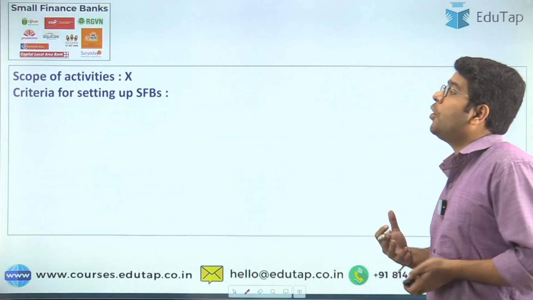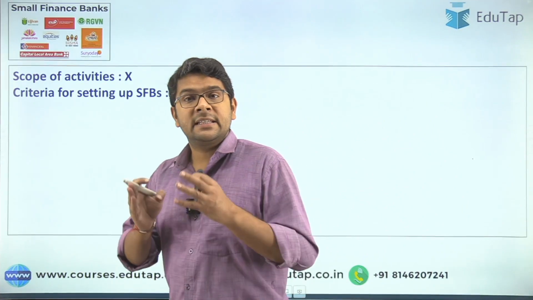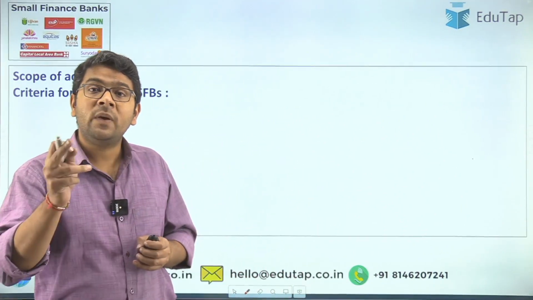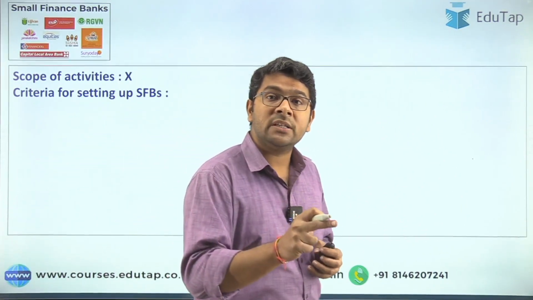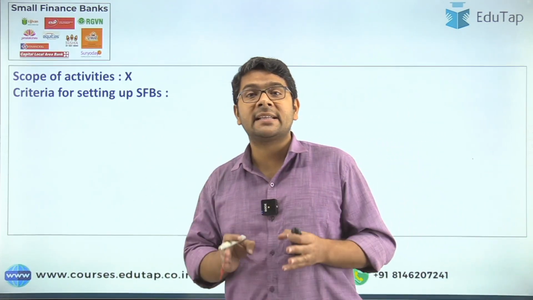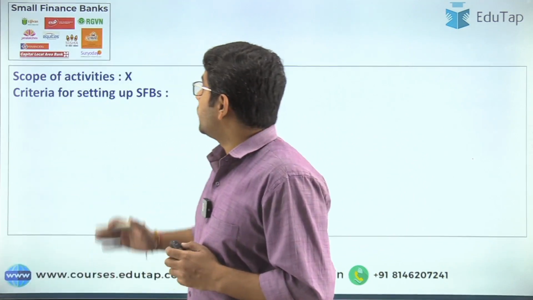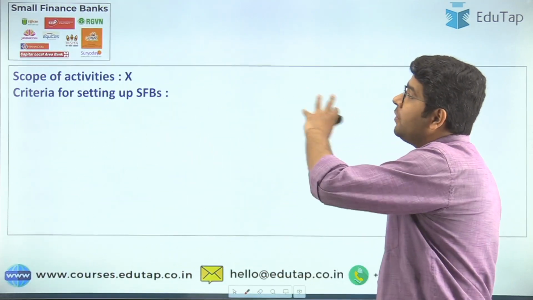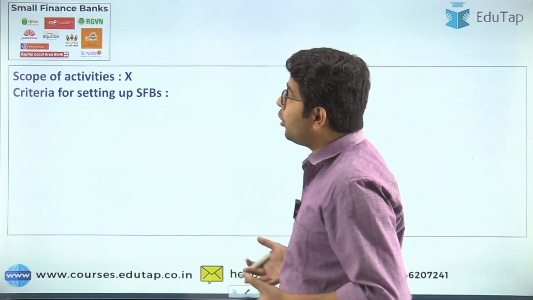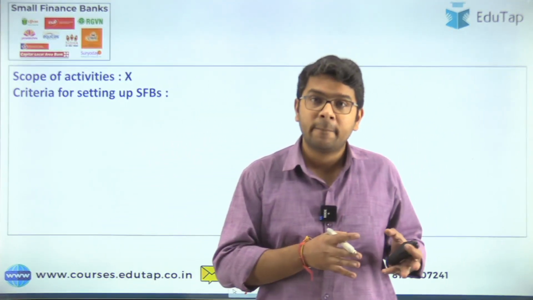So first type of differentiated banks is small finance bank. And guys, you will now get to know the answer to this question, that how these banks are different from the already existing banking structure in India. Okay. So first is small finance bank. Now we will see what is the scope of activities of these small finance banks.